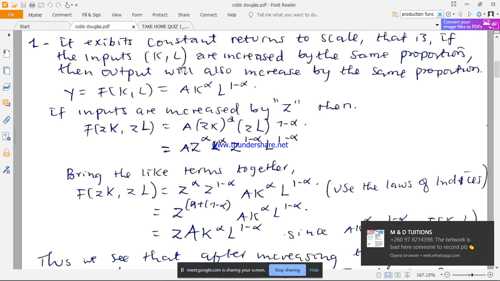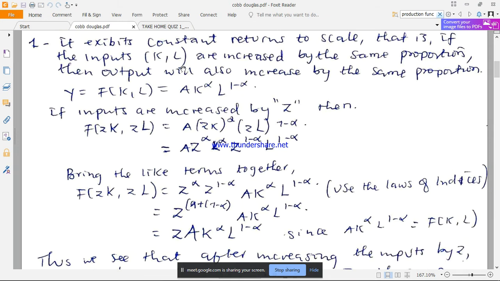And then again, if you increase inputs by 10 and output increases by, let's say, 30, then you have got increasing returns to scale. But in this case, we are assuming that the Cobb-Douglas production function has got constant returns to scale, meaning that if we increase inputs by any amount, let's say Z, then output must also increase by Z. So this is the production function.